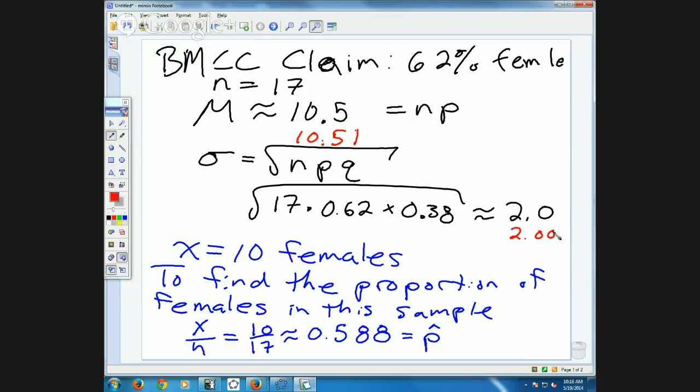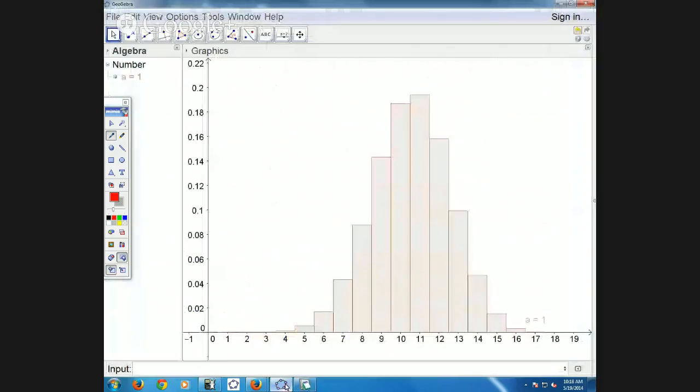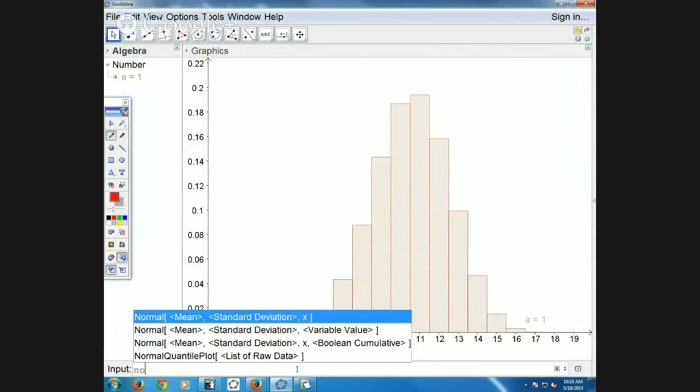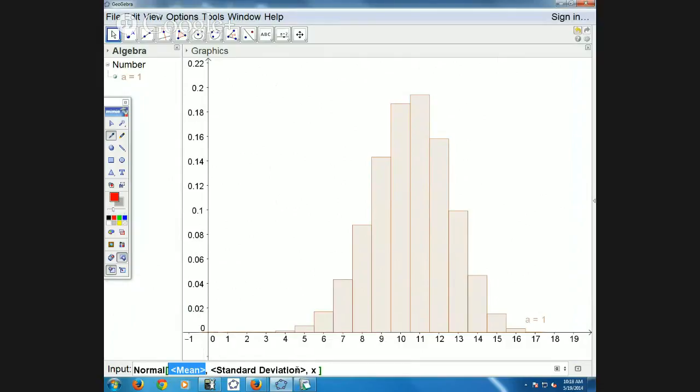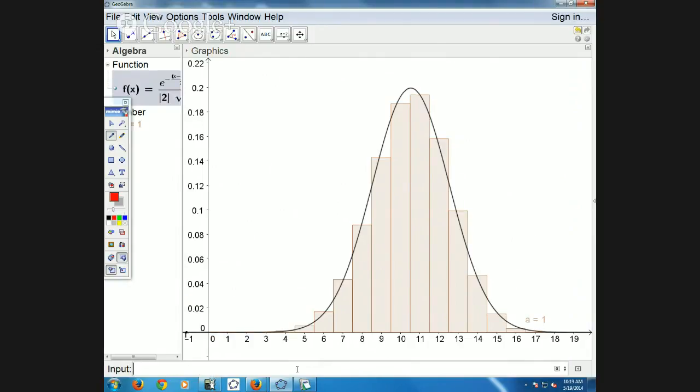Some programs allow you to draw these curves. We don't really need to here. I just want to show you that it's possible, and we are going to actually use this result, although we don't usually need to draw the picture. GeoGebra has a really nice feature for drawing normals. It asks for the mean, and we're going with 10.54. The standard deviation is 2.00, I'm just going to call it 2, and then it lets my variable be x and draws the curve.